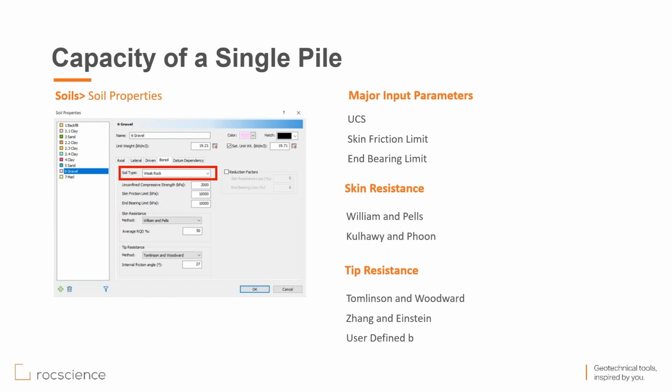We did not prefer it in this model, but in case you want to work with weak rock, you have unconfined compression strength and some threshold skin friction and end bearing limit values to be input as parameters. Based on the alternative methods you may choose for estimating the skin friction and tip resistance within a weak rock mass, you have the following options available in the literature to be directly implemented in RSPile to estimate the capacity.